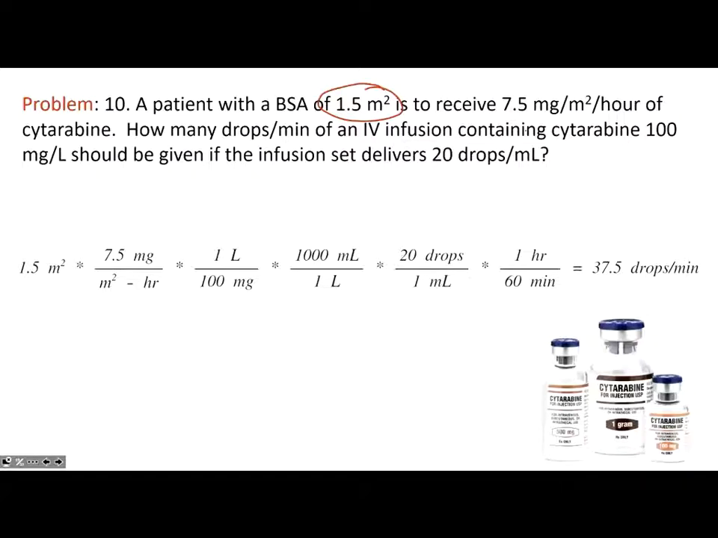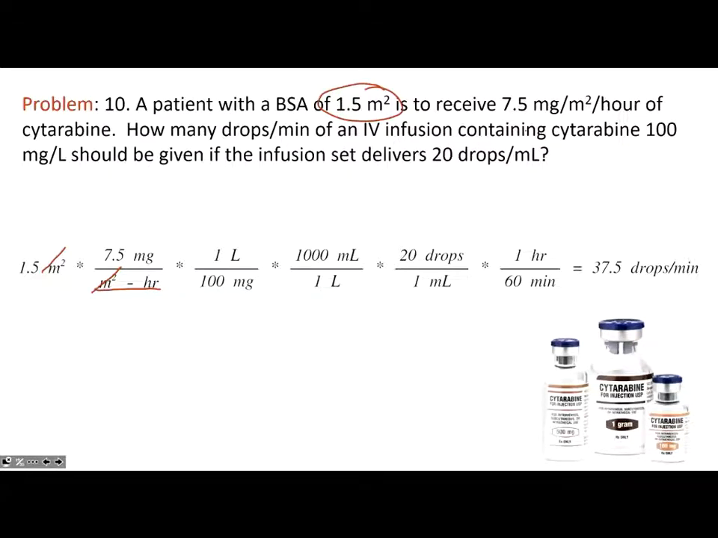Then multiplied times the dosing, which is 7.5 milligrams, and this is where I'll still emphasize this. Try to write it in that format. It makes it easier to see, because if I write it that way, then I can see that my meters squared cancel, and my units now are in milligrams per hour, okay? So you can do a couple of things. Let's save the time for now.